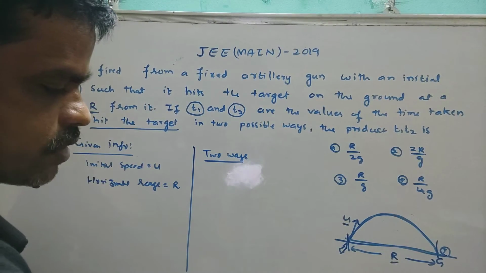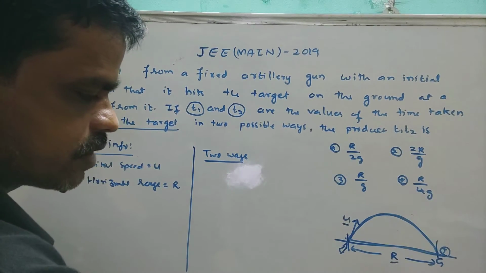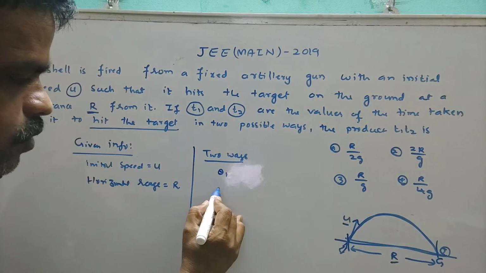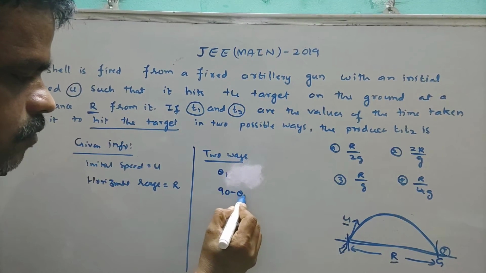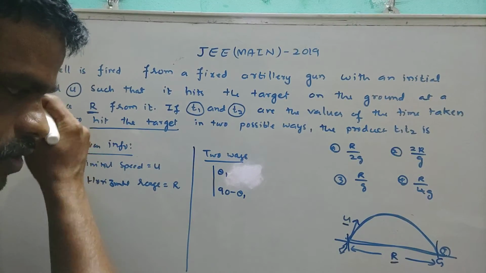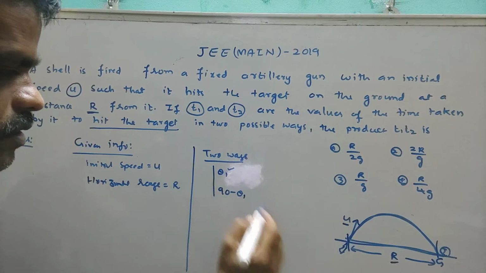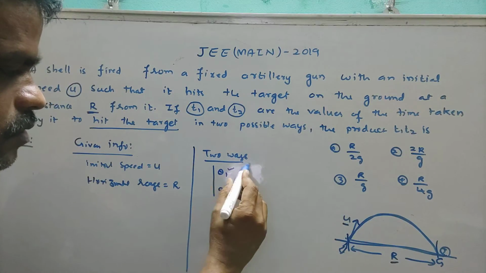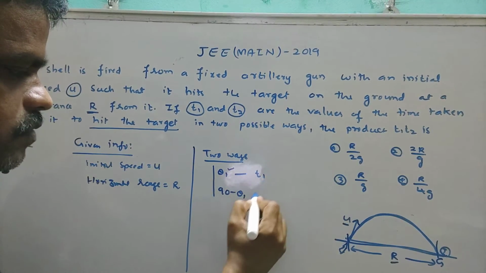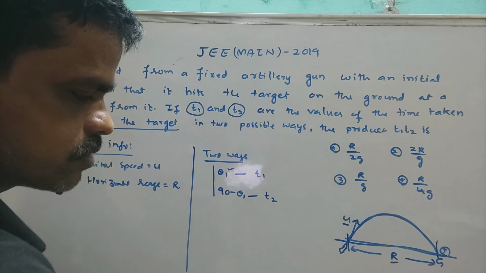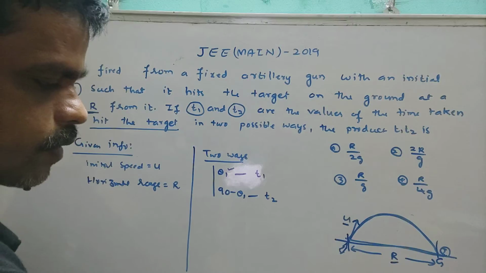One is the bullet may go with theta 1 angle making with the horizontal. Otherwise it may go with 90 minus theta 1. So two possibilities are there. For this one the time taken is t1, for this one the time taken is t2, to reach the ground.